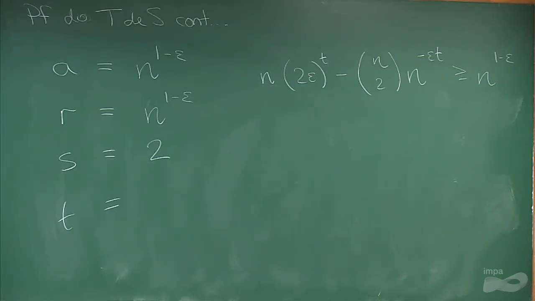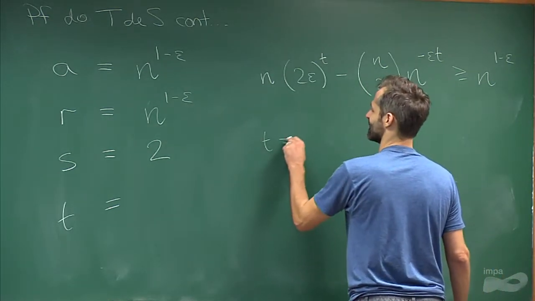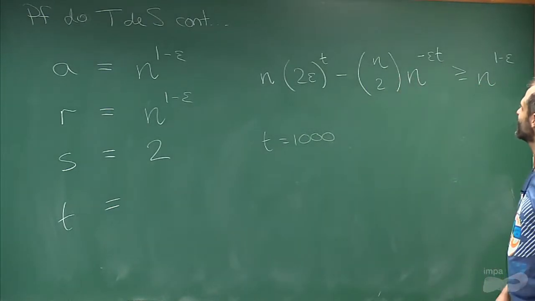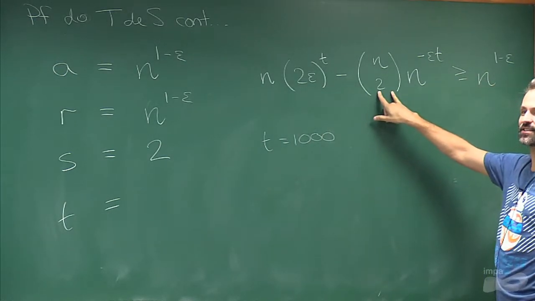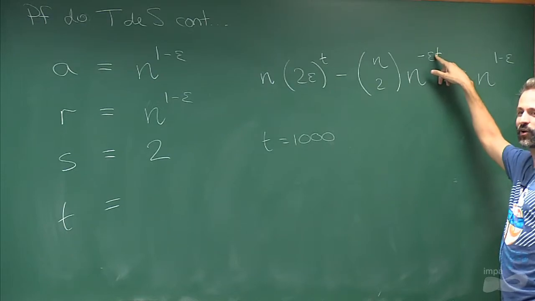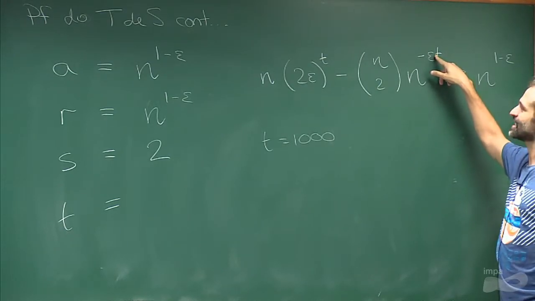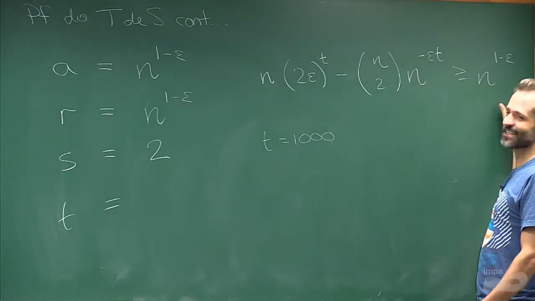So tell me what to take t to be. Perhaps the hint is you have a very wide range of possibilities here. Things should be bigger than that, I think. So suppose you want to take t to be 1,000. So what do we get? Here we get n times a constant. Here we get n squared times n to the minus 1,000 epsilon. But epsilon is 10 to the minus 100. This is basically n squared. So you get n minus n squared, which is negative.